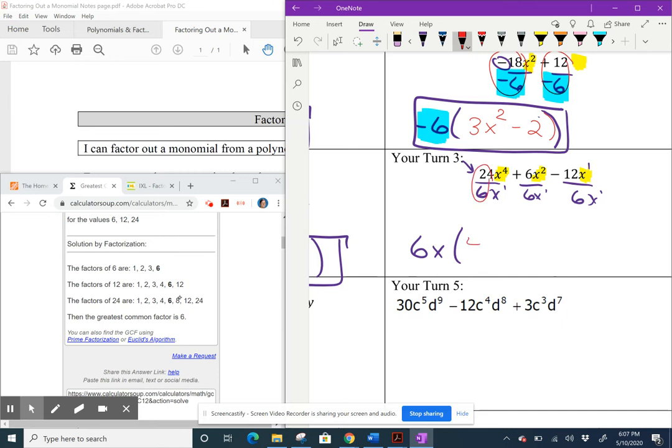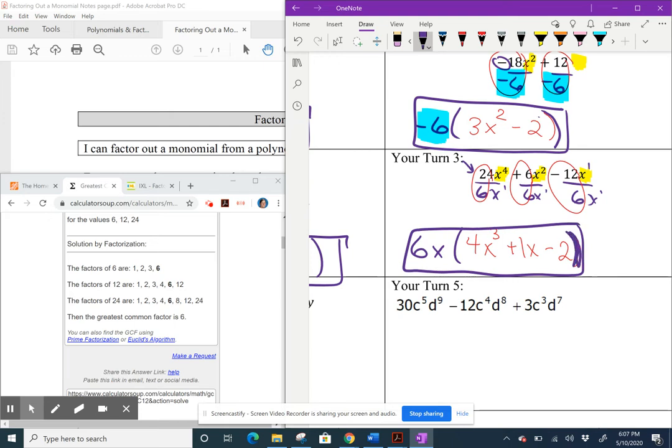24 divided by 6 is 4. X to the 4th divided by x to the 1 is x to the 3rd, because you're minusing the exponents. 6 divided by 6 is a positive 1. X squared divided by x to the 1 is just x. Negative 12 divided by 6 is a minus 2. And then the x to the 1 divided by x to the 1 really just cancels out. Sorry, that should be a parenthesis. All right.